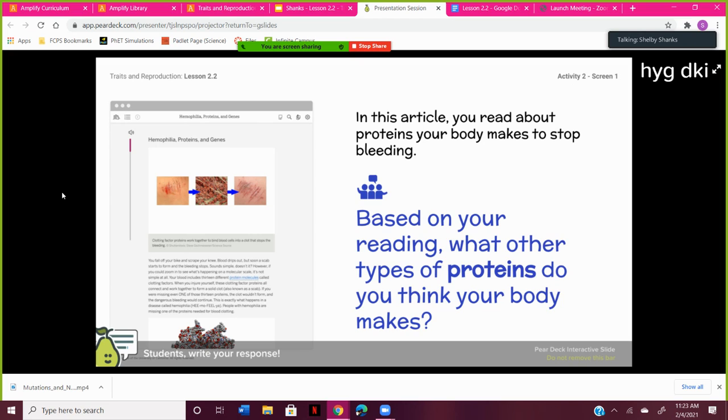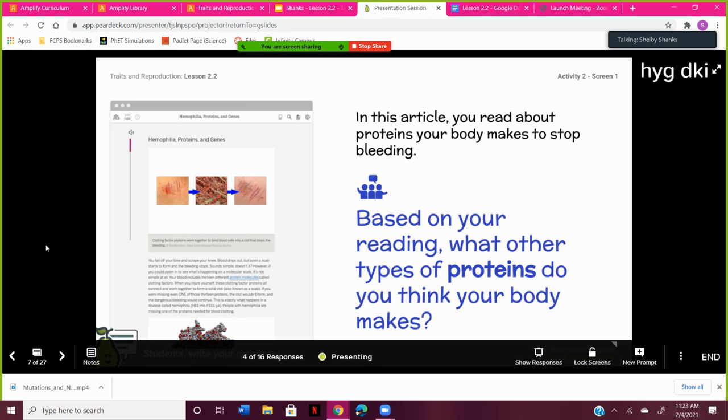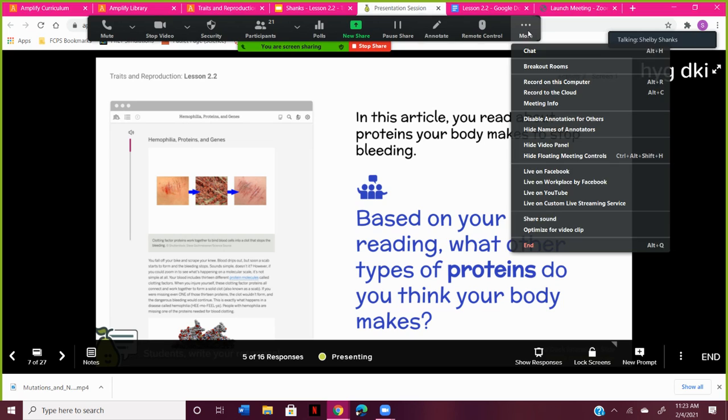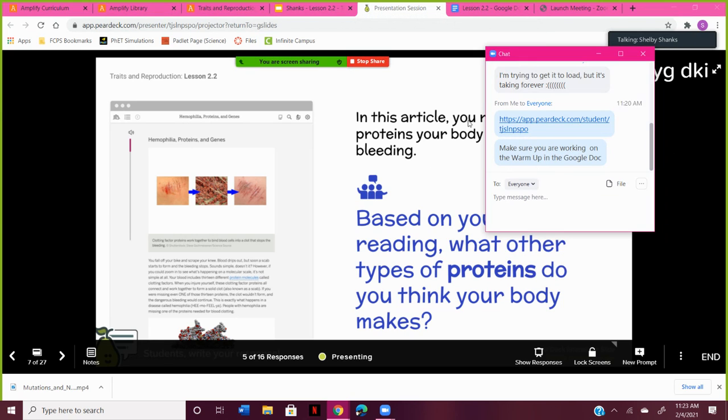So in the article you guys read about proteins your body makes to stop bleeding. This means that if you get a scratch, these proteins in your body help to make a scab. It helps to stop that bleeding. So based on your reading, what other types of proteins do you think your body makes? While you guys are typing in Peer Deck, I'm going to put the link in the chat one more time to make sure everybody's in there.